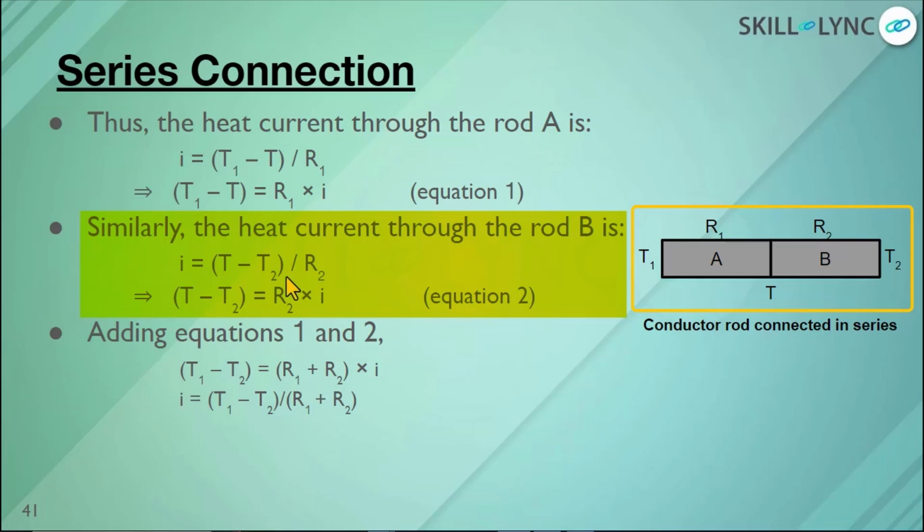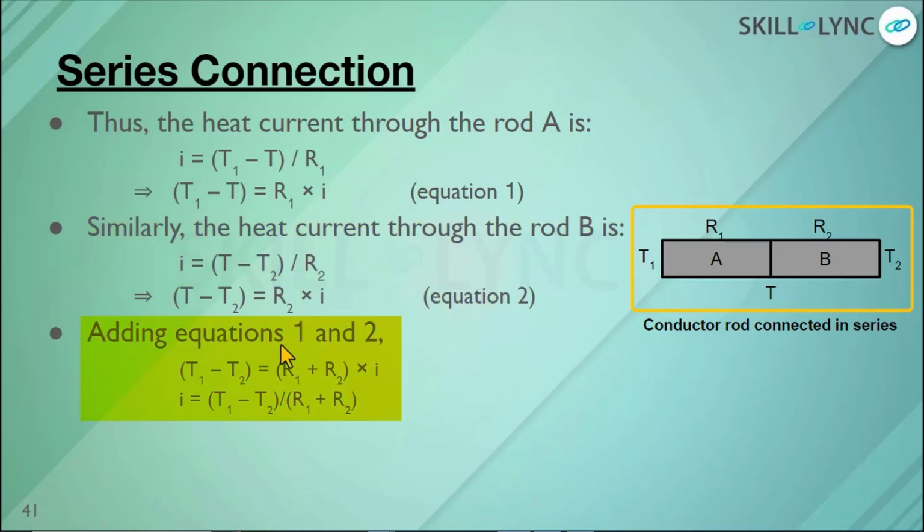On simplifying this equation and taking R2 on the left hand side, we get T minus T2 is equal to R2 into I. Let's denote this as equation 2. Thereby, on addition of equation 1 and equation 2, we get the following result. That is, T1 minus T2 is equal to (R1 plus R2) into I, or we can write that I is equal to (T1 minus T2) upon (R1 plus R2).